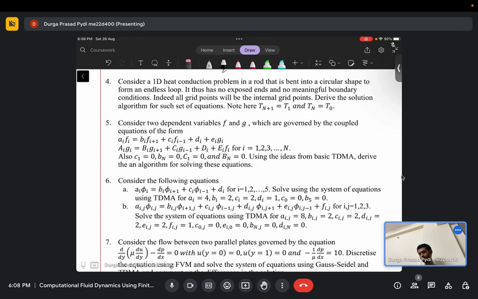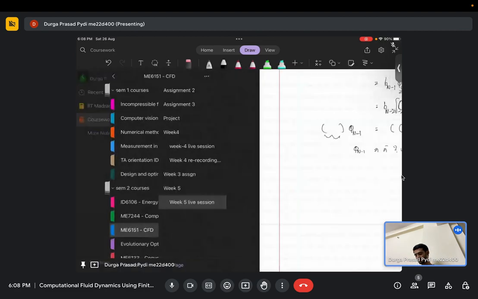Okay, I hope it is clear. So now we'll go to the 5th question. Here we have 2 variables, so this is what you eventually have to be solving. Say you have a momentum equation which is coupled with, say, your continuity equation. So we'll have 2 TDMAs that you have to solve. So the equations will be something like this.